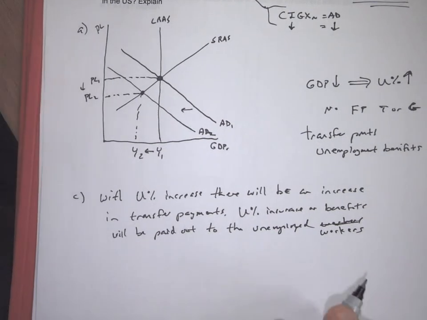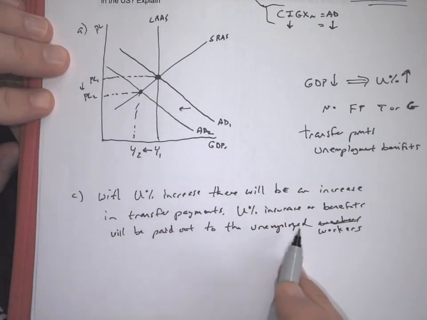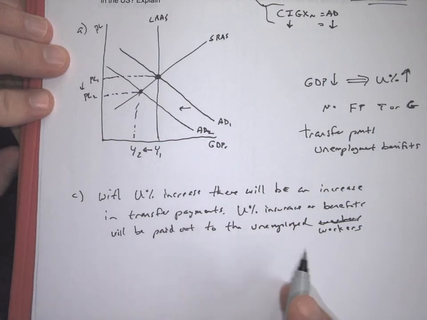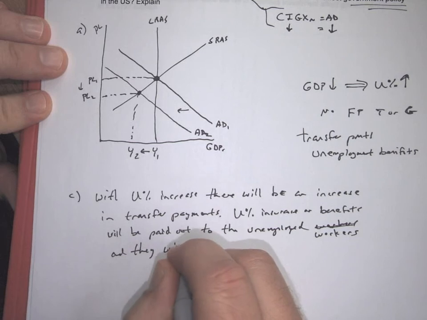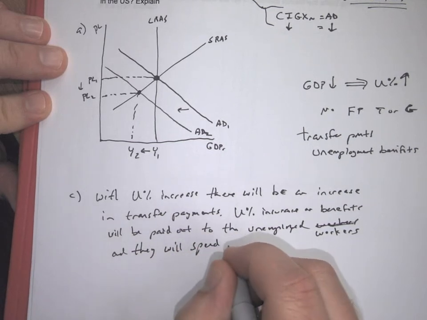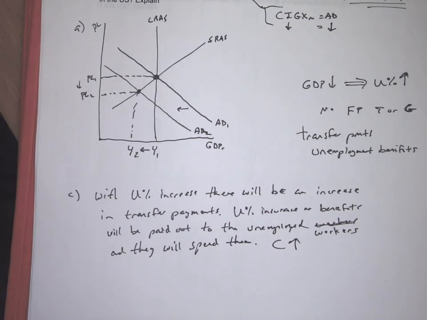So, with the unemployment increase, there will be an increase in transfer payments. Unemployment insurance or benefits will be paid out to the unemployed workers, and they will spend them. So consumption would increase. I think I might be kind of over explaining that, but that is what transfer payments are and why those are automatic stabilizers.